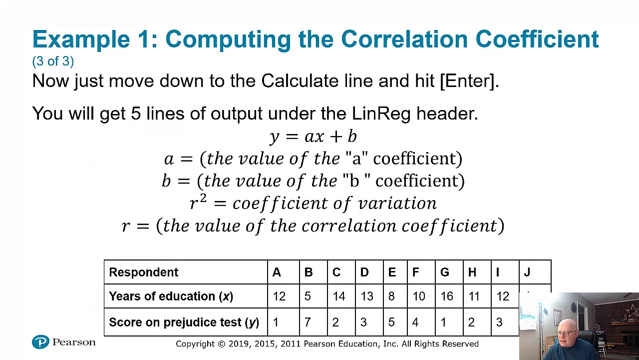Once you hit that, go down to the calculate line, hit enter, and the calculator is going to really go to business. Now what do you see once it's finished? And it's going to take less than a second, don't worry. First of all, on the first line, it tells you which linear regression you're doing, because there's several kinds of regression you can do. This is a y equals ax plus b type.